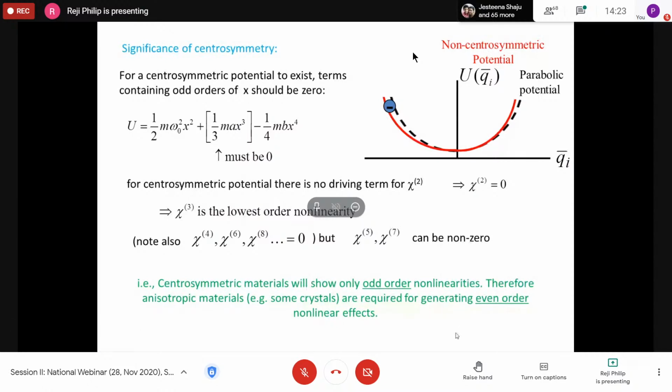This is the reason why, for generating even order nonlinearities, what I mean is second order nonlinearity, if you want to generate that in a material, then you have to look for something that does not have a center of symmetry. The normal easy material to get for this purpose is crystals. Many crystals are anisotropic. They don't look exactly the same in various directions. Therefore, they have no center of symmetry, and those materials can be used for second order nonlinearity applications like second harmonic generation.